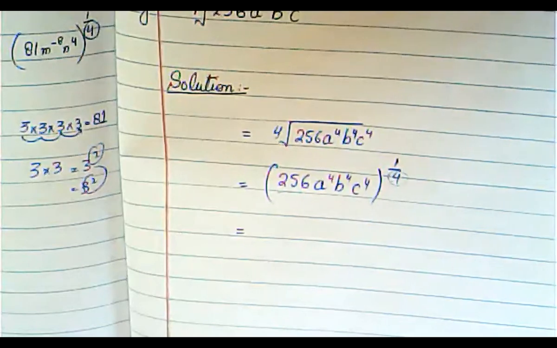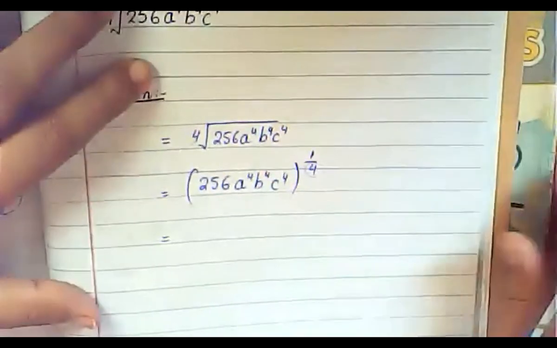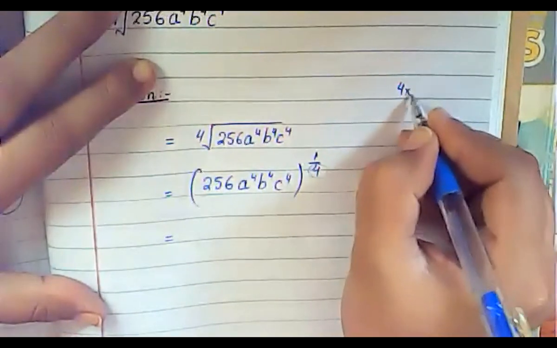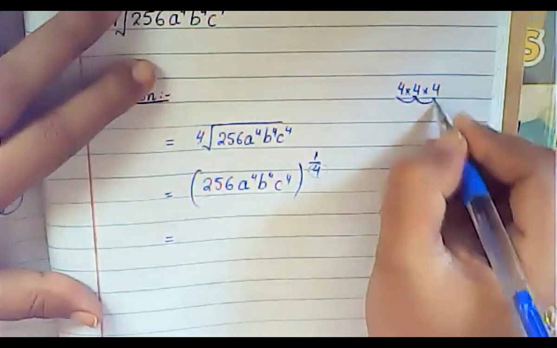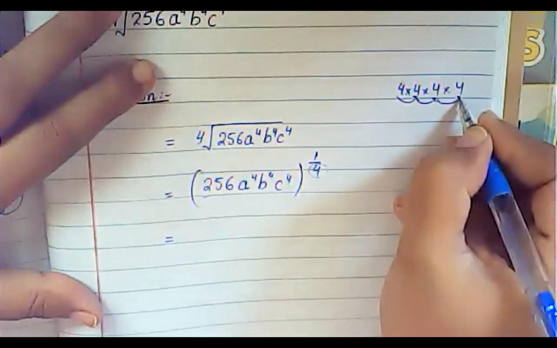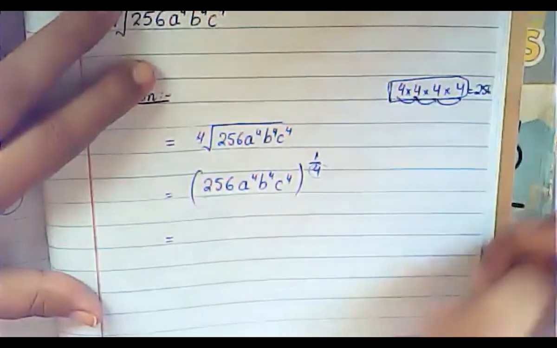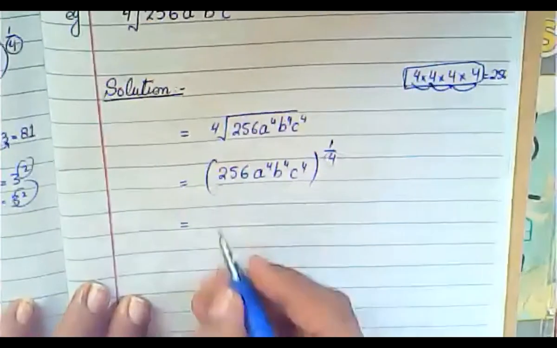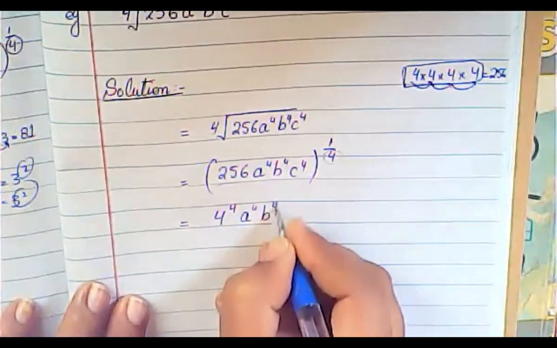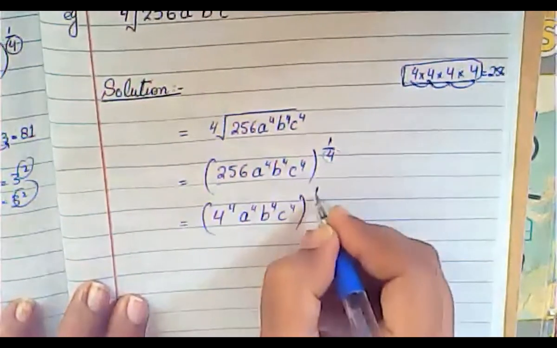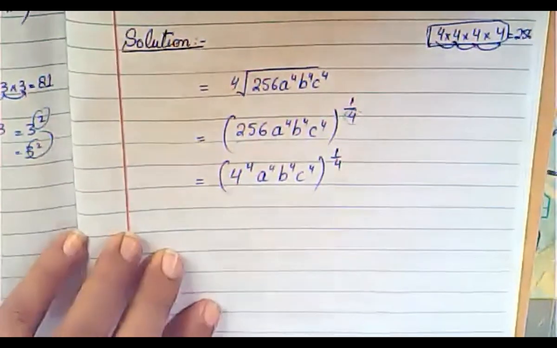You are going to multiply any number by 4 times. Just suppose if I am going to multiply here 4. 4 multiplied by 4 is 16. 16 multiplied by 4 is 64. 64 multiplied by 4 will be 256. So here we are multiplying 4 by 4 times, right? So what we will take here, we will write here 4 raised to the power 4. Then this A4, B4, C4 and whole power 1 upon 4. Right? Now, as you can see here, this is 4.